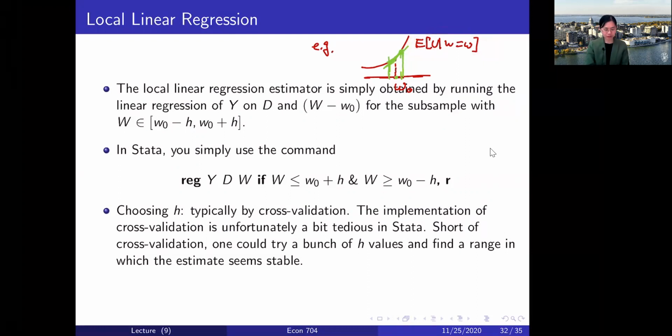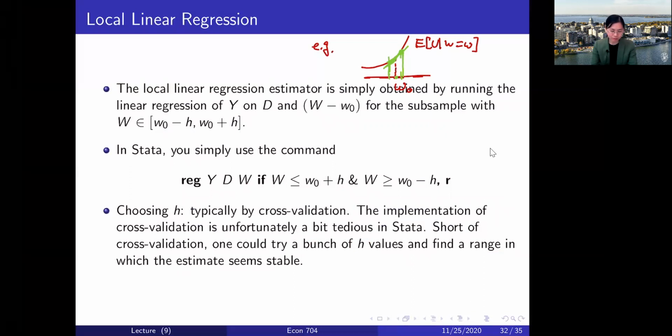Of course, there is the question of how to choose the bandwidth, how to choose the small interval. Typically, that can be chosen by cross-validation. However, the implementation of cross-validation is kind of tedious in Stata. So if you can't do that, one thing that you can do is to try a bunch of bandwidth values and find a range in which your estimate seems to be stable. Okay. Typically, you can do that.